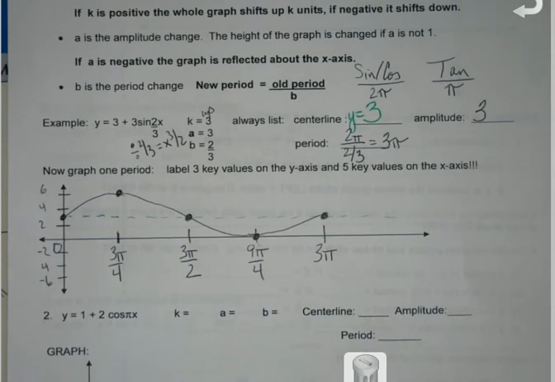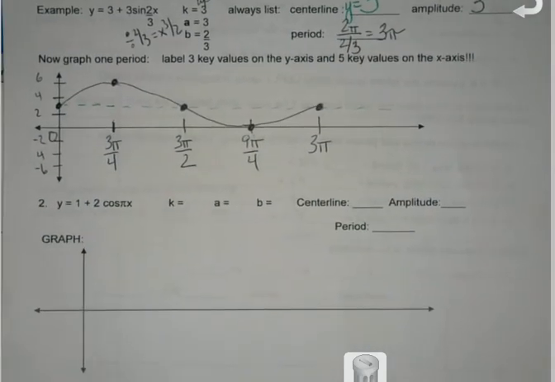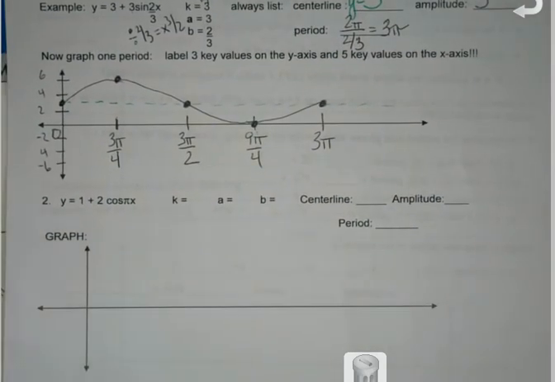All right, let's see what we got here. I'm going to let some of you do more talking on number 2 here. I wanted to make sure we got one in that was ready and raring to go here. All right, so number 2. 1 plus 2 cosine pi of x.